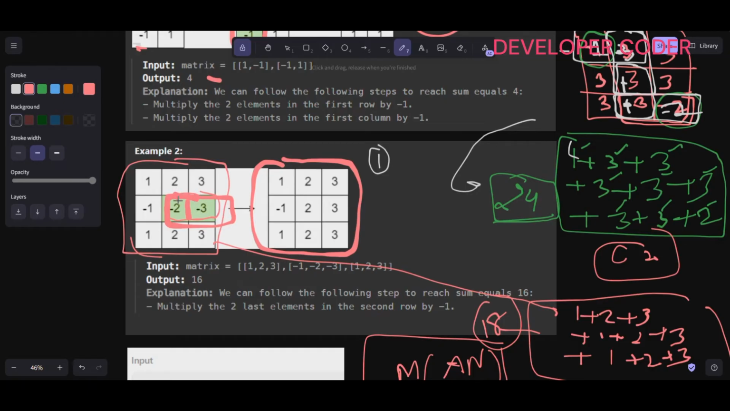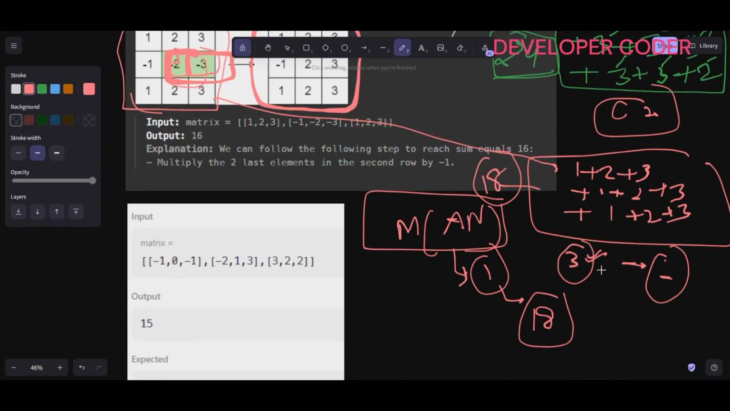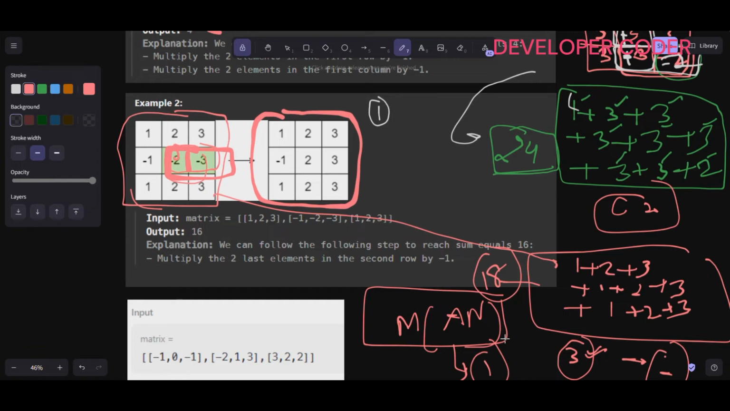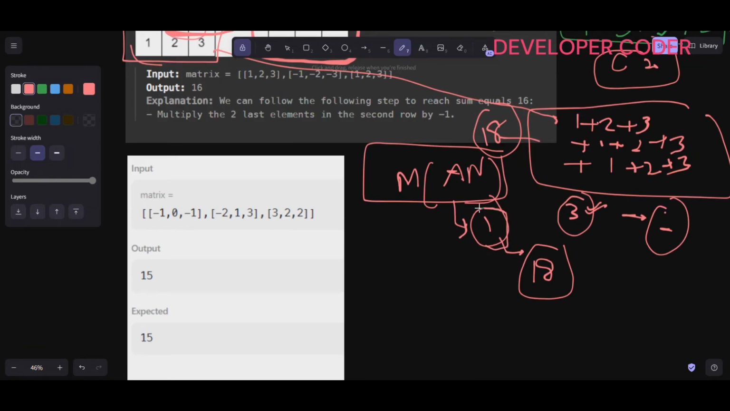So here I can change these to positive. In the end I'm left with only one number, right? So this is going to be the case, always. If there are odd numbers, there will always be one number left out, which is negative. So now here I calculate this as the minimum, this one as the minimum.